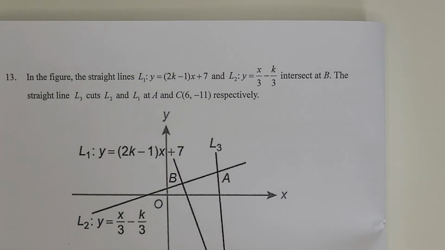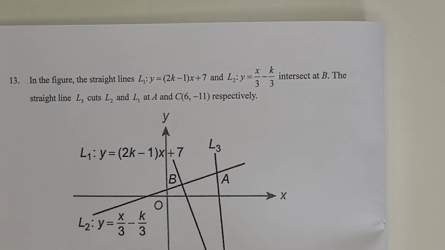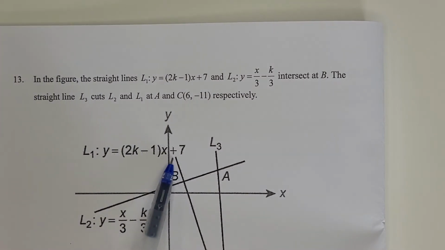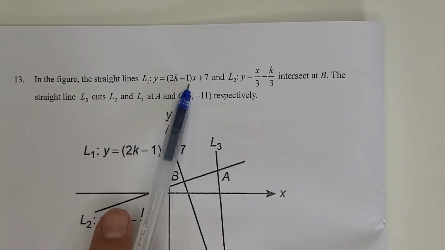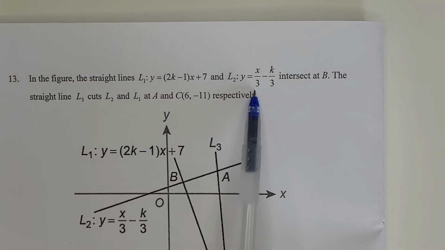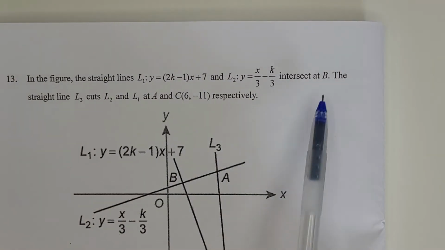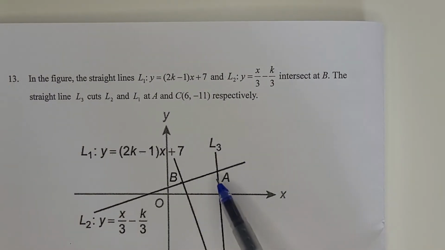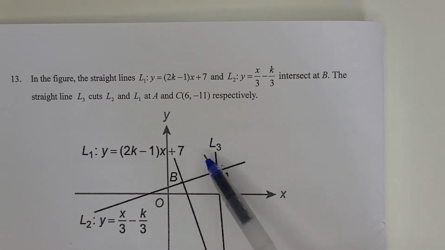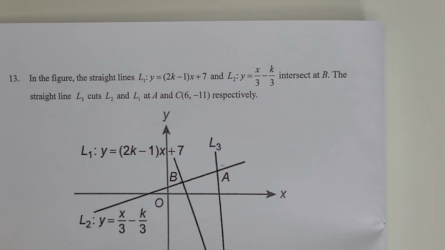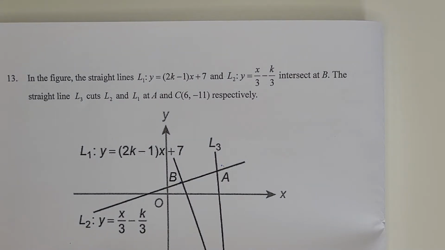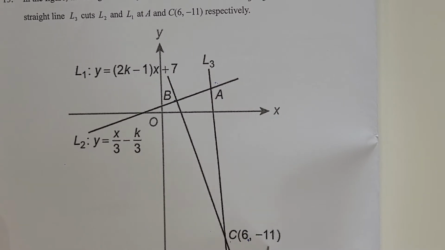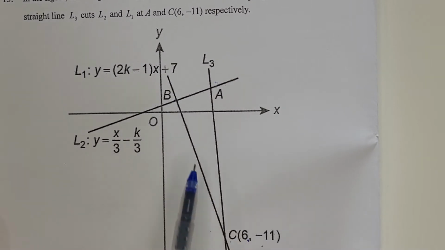That is the question about the equation of a straight line. So, in the figure, the straight line L1 here, y equals (2k minus 1) times x plus 7, and L2, y equals x over 3 minus k over 3, intersect at this point. Now, L3 and L2 cut with each other at points A and C respectively. So find k.